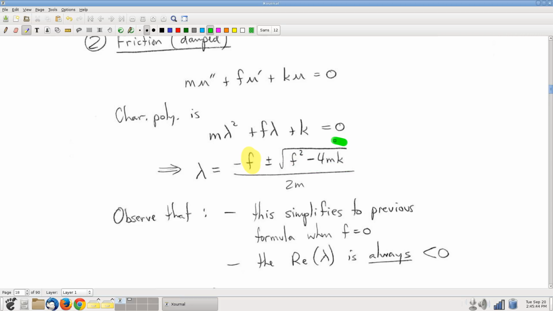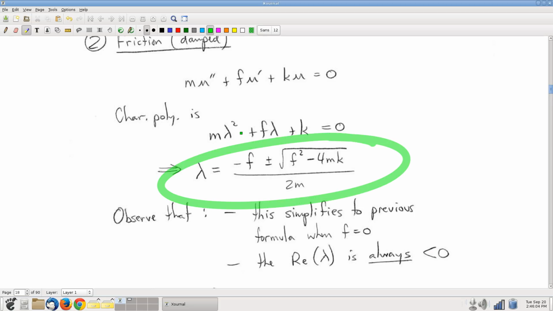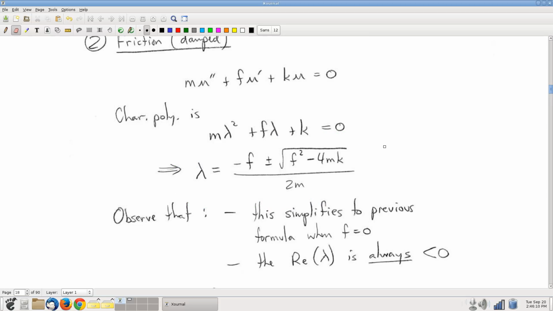And so therefore, this expression here is less than f, and therefore this total, again, because of that minus sign, is still negative. Okay. All right, so the real component is always negative. Okay, so now let's consider cases. Again, we have the roots, and let's take these roots and write down solutions per our methods from the previous lectures. And let's see what these solutions look like.